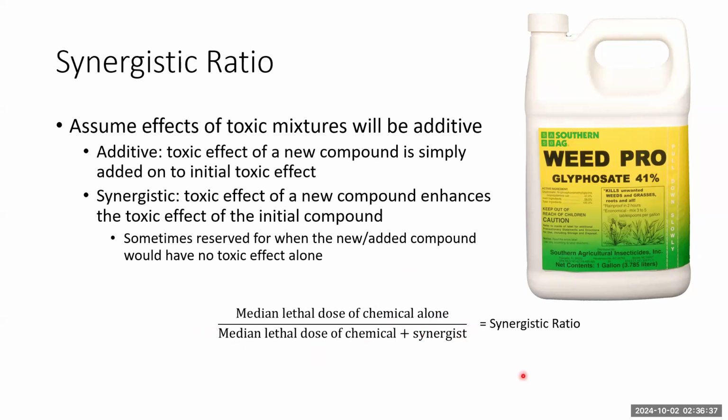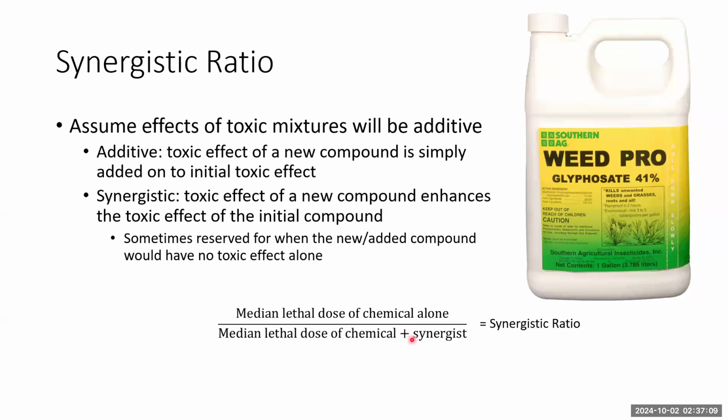So with the synergistic ratio, we can compare the concentration or the LD50 of the chemical alone to the LD50 of the chemical plus its synergist, plus its amplifier. You can think of the synergist as an amplifier. And that will tell us just how synergistic this additional compound is going to be. All right, everybody with me so far? Okay.